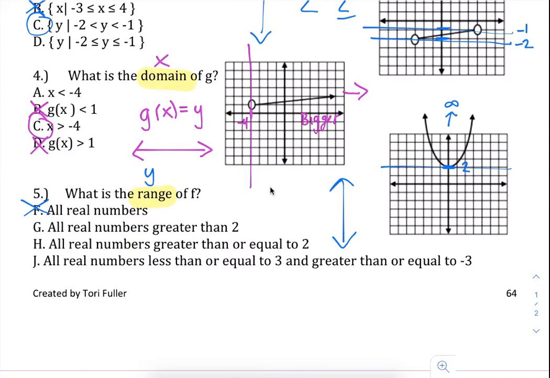Well, I like that, but greater than 2 implies that it would be an open circle. I don't have an open circle. I actually touch that line. And if you touch a line, that means you're using an equal to. Okay, so let's try our next one. All real numbers greater than or equal to 2. Yes, this or equal to is what guarantees that you're getting this question right. So go ahead and circle up H.